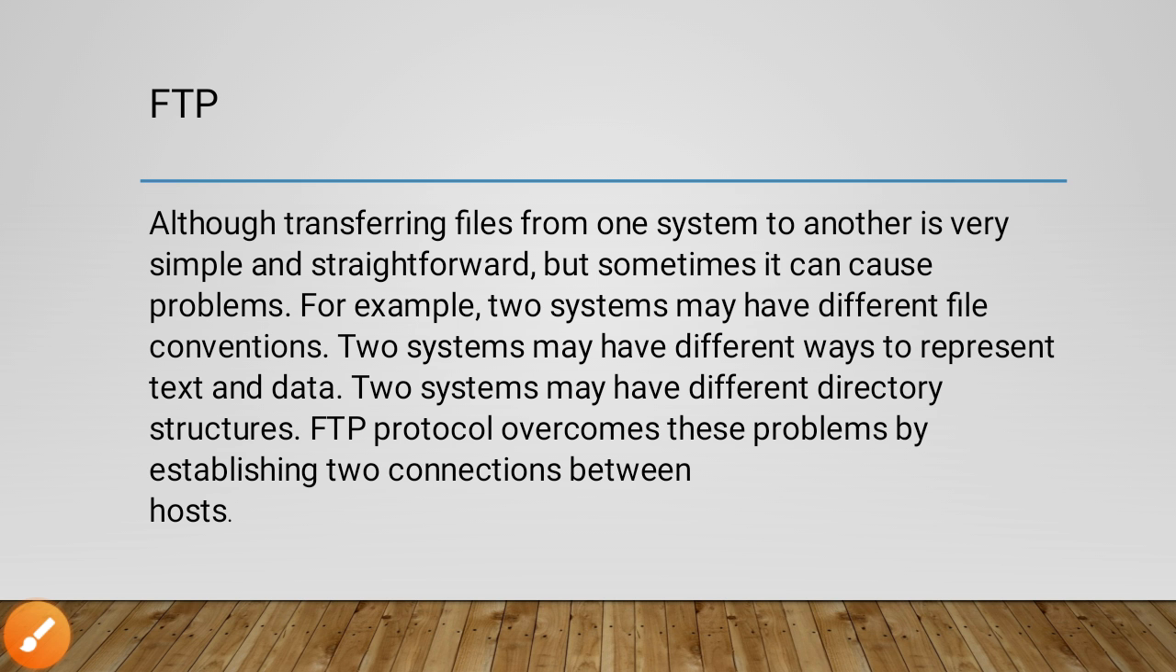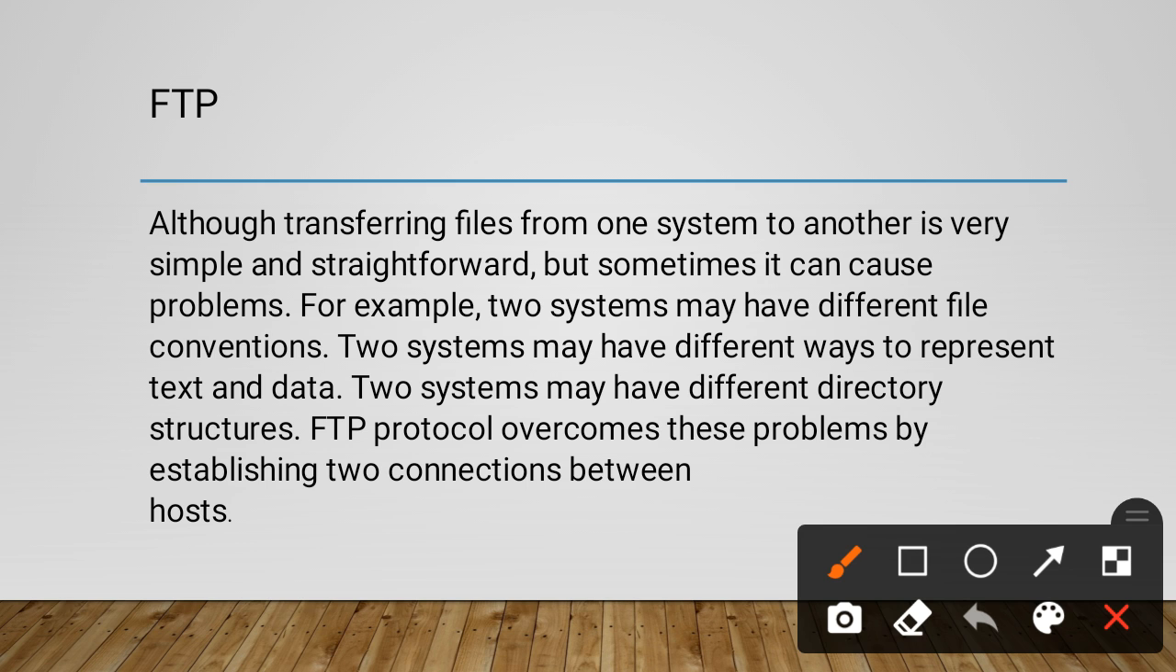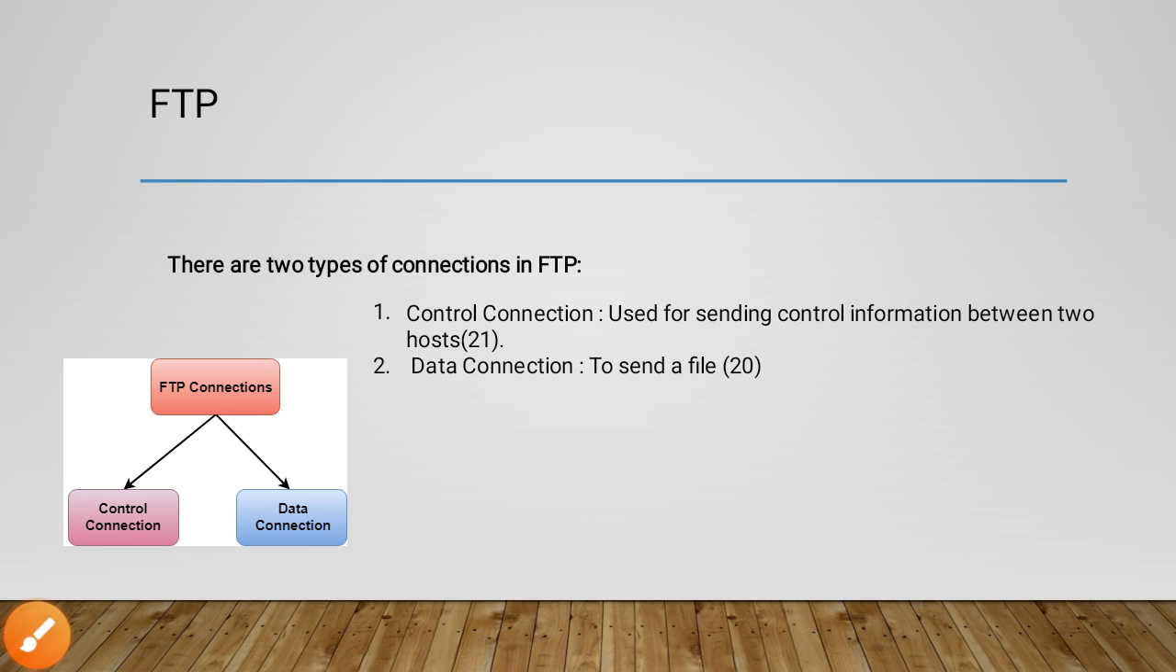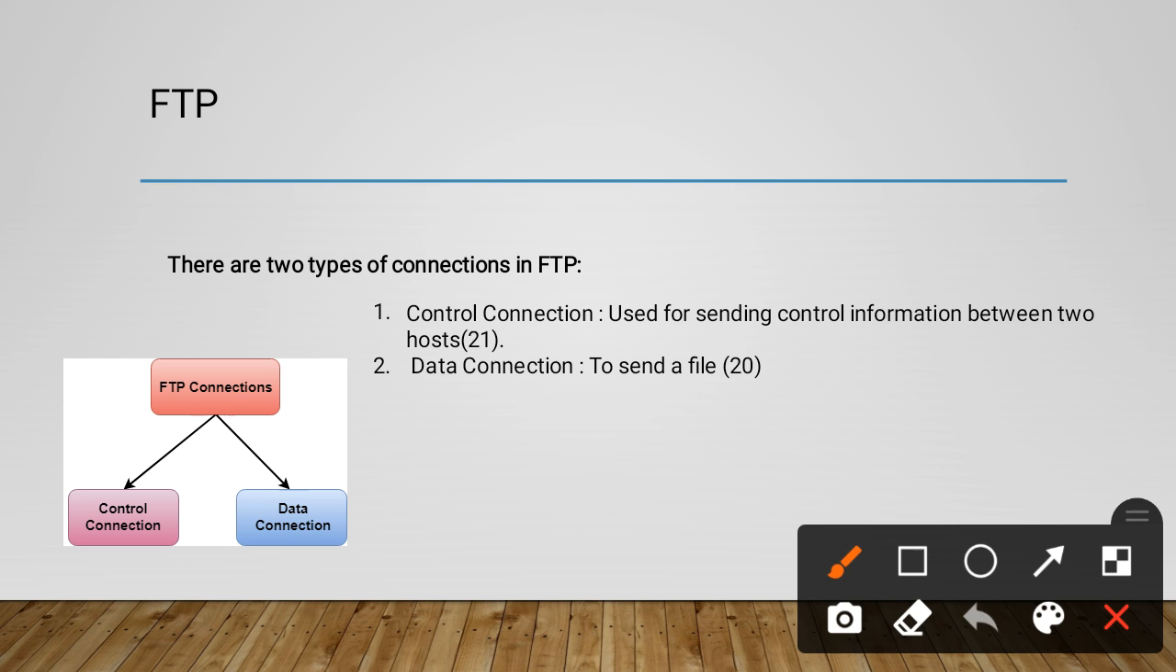Not only transfer, it does simple work, but two systems may have different file conventions, so FTP also translates between the different systems. Then FTP is of two types, that is control connection and data connection. Control connection is used for sending control information between the two hosts, and data connection is used for sending the files.